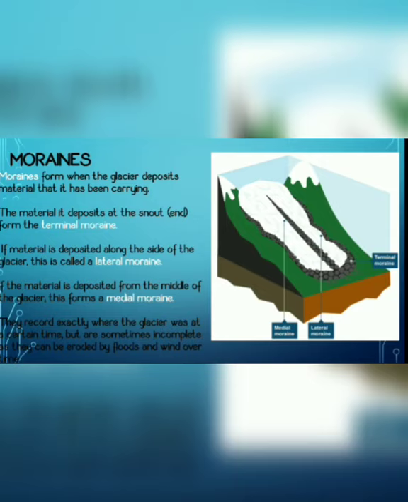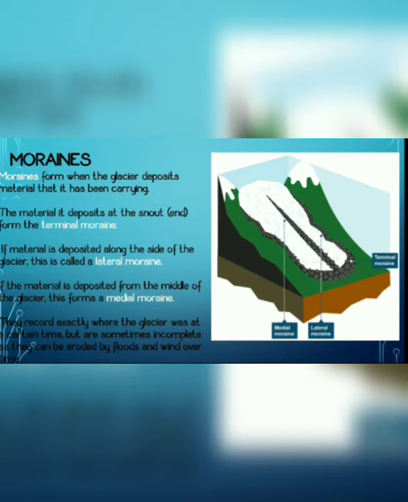Moraines form when the glacier deposits the material it has been carrying, and the material it deposits at the end forms the terminal moraine. In the figure you can see the terminal moraine at the end. If the material is deposited along the side of the glacier, it is called lateral moraine. At both the sides you can see the formation of lateral moraine. Next, if the material is deposited from the middle of the glacier, it forms a medial moraine. In the figure we can find the medial moraine also, and how the sediments are deposited with the help of the glacier.